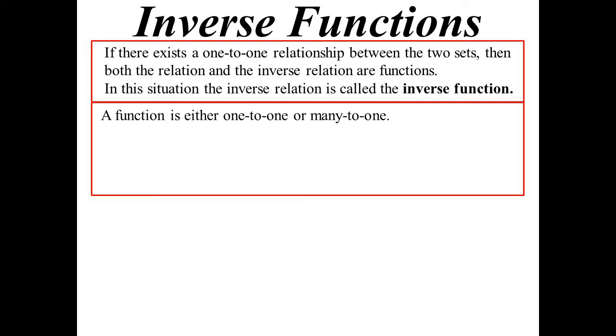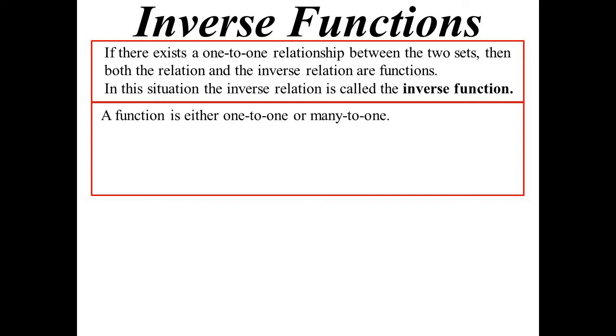Now remember, a function will either be one-to-one or many-to-one. The many-to-many and the one-to-many were both relations, but functions could be either one-to-one or many-to-one. Now, the one-to-one's fine. Its inverse relation will be an inverse function. But the many-to-one won't be. We'll talk about that in a sec.